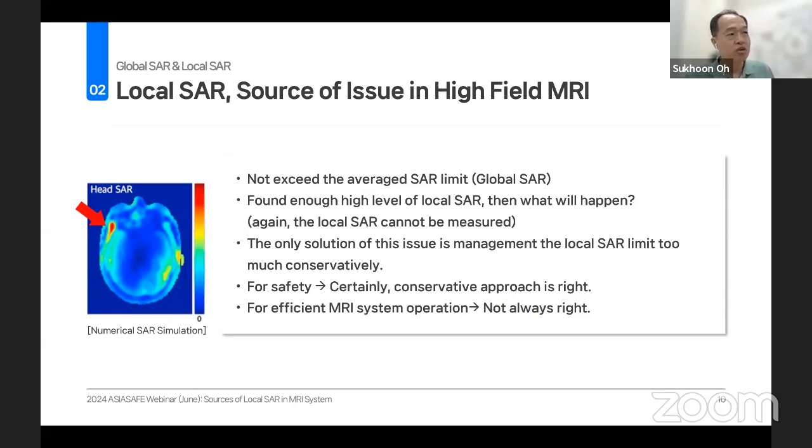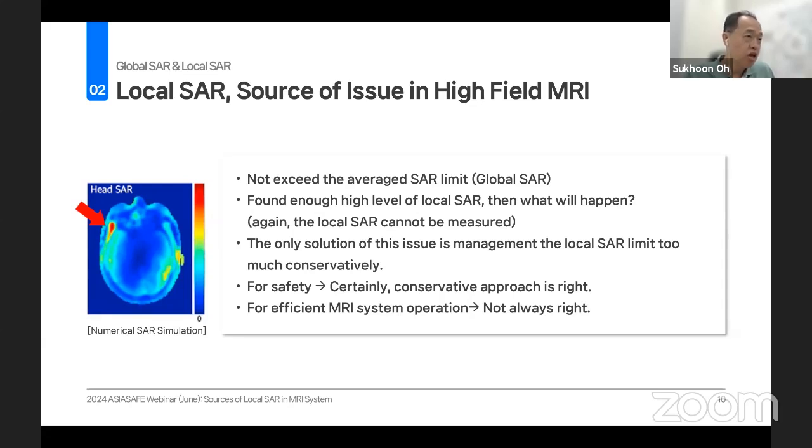However, we need to open our eyes and pay more attention to the local SAR at higher than 3 Tesla MRI systems. Let's take a look at this example of a numerical simulation of SAR. Let's assume that the average SAR, which is global SAR, is within the regulatory limit.